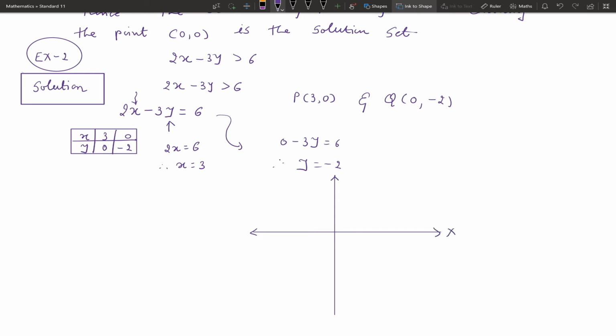X axis, y axis. Now point P(3, 0): 1, 2, 3. So this is the point P(3, 0) and Q(0, -2). So this is the point Q(0, -2).